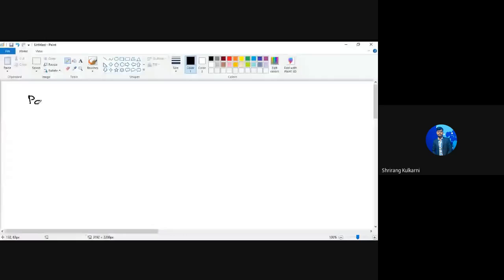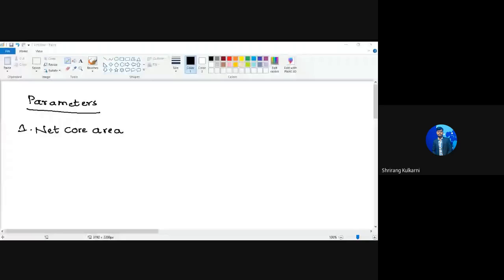First one, parameters we have to take. What are the parameters we are studying now? First one is net core area. What is that net core area? Is it visible what I'm writing? You have to reply.